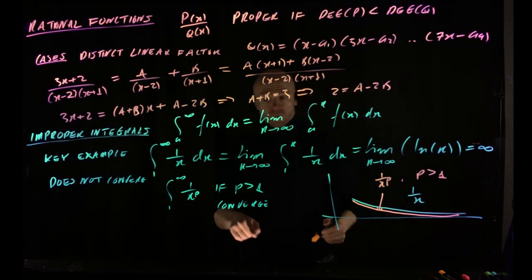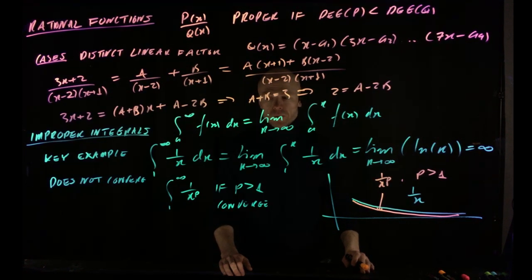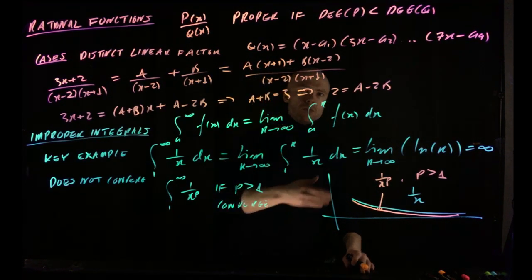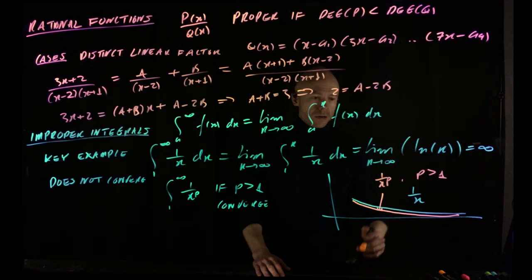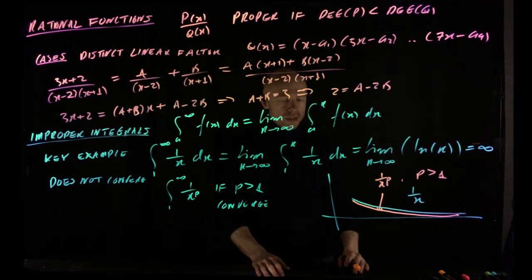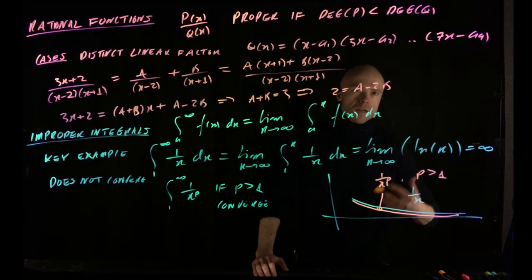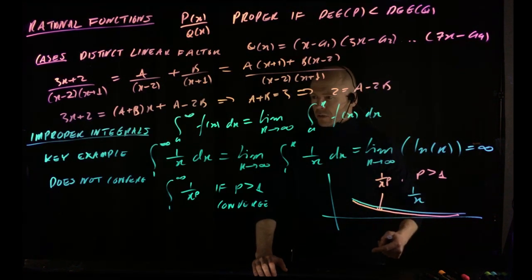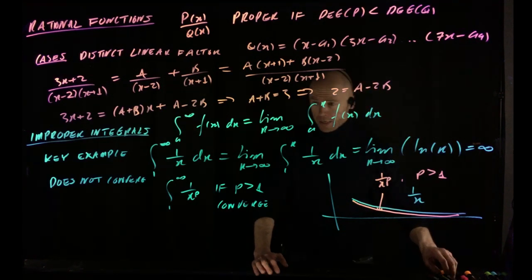And if p is less than 1, then it's indeed going to be on top, because we're going to take a root power of a number bigger than 1, which will be smaller than the number itself. So that has no hope to converge. So 1 over x is the key cutoff. If you're underneath 1 over x, you're okay. If you're above it, you'll have no hope. Okay, so that is the first type.